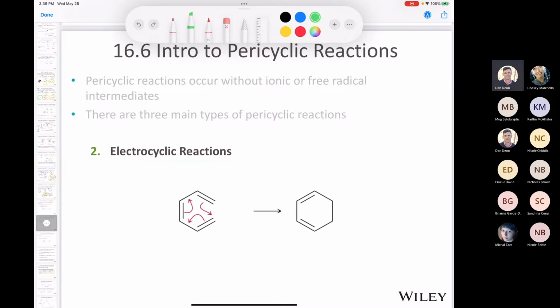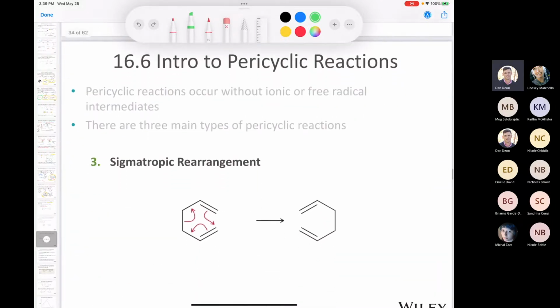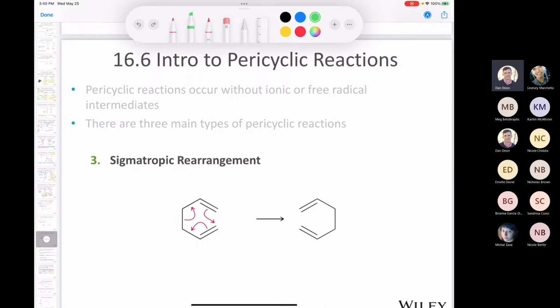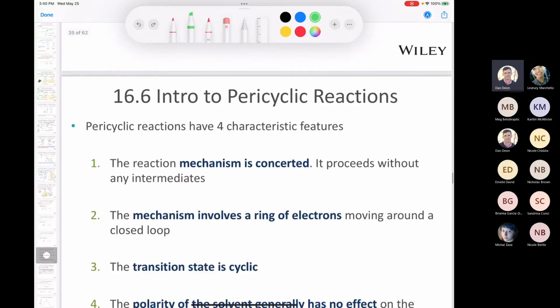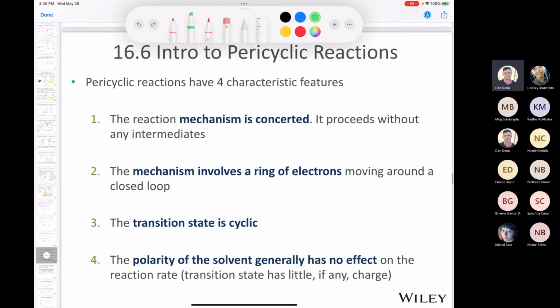Electrocyclic reactions, we're not really going to look at these at all. They're covered in this chapter, but we're not going to study them. And then we have something called a sigmatropic rearrangement, and we're not going to be looking at these either. We're going to be sticking to cycloadditions. However, all three of these types of pericyclic reactions have four characteristics in common. In all of them, you have a concerted mechanism.